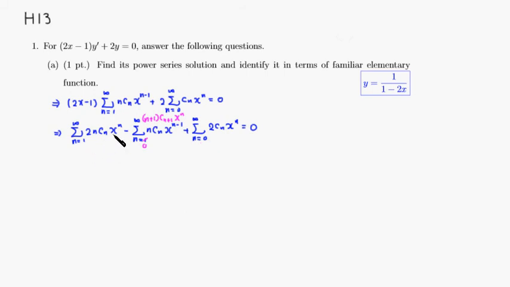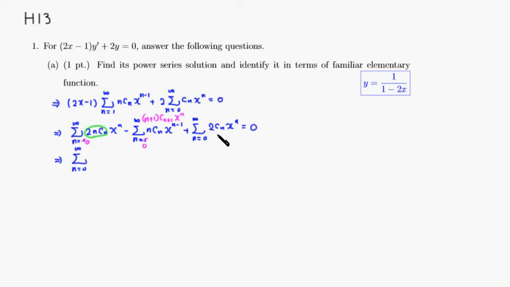This one already has x to the n. I want to start from 0, so I'm going to change that to 0. This would not affect this series because when n equals 0, the term is 0 anyway, so you're basically adding 0 by starting from 0. So everyone starts from 0 and goes to infinity, and everyone has x to the n. So we can put them in one big summation from 0 to infinity.